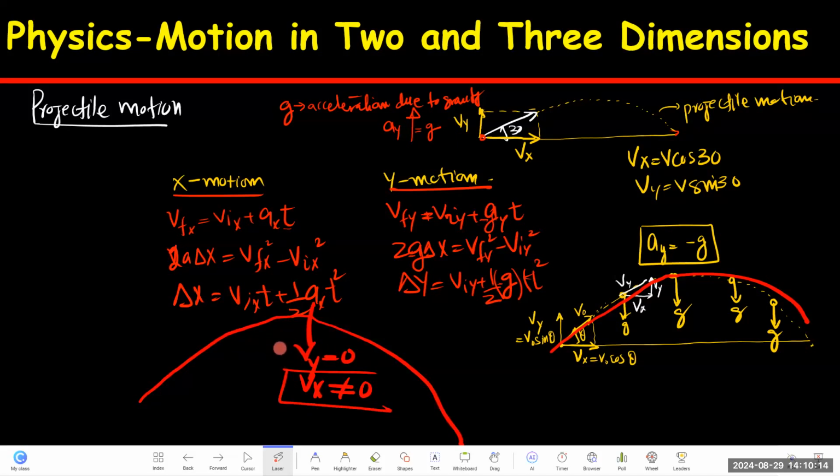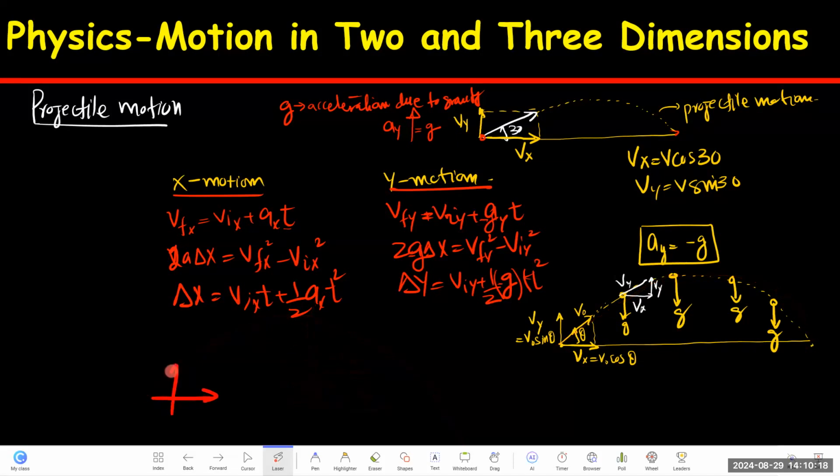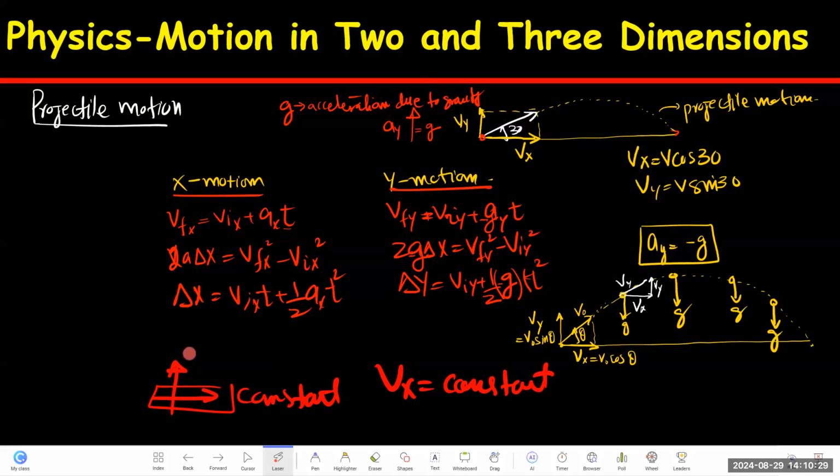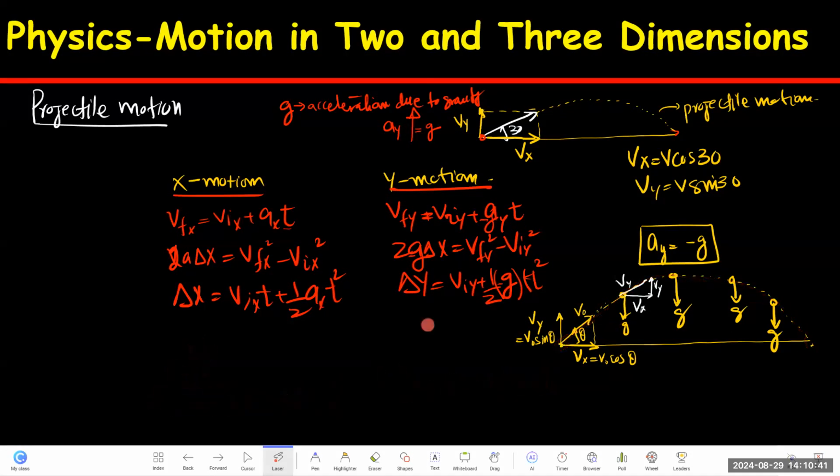So remember, two velocities are acting on this object. One is carrying it forward, one is carrying it upward. The one carrying it forward is constant, so vx is constant. Vy is not constant. Vy is actually changing. It slows down going up, becomes almost 0, then starts coming fast, increasing as it goes down.